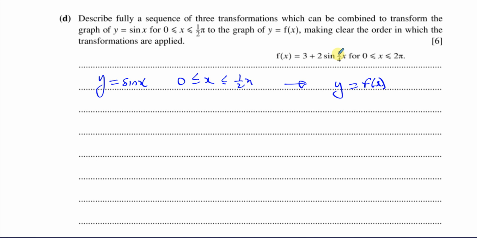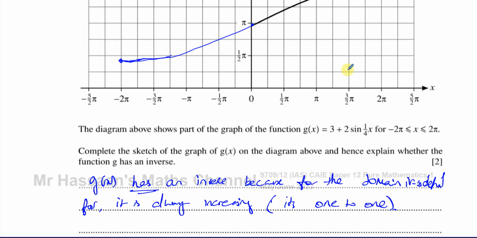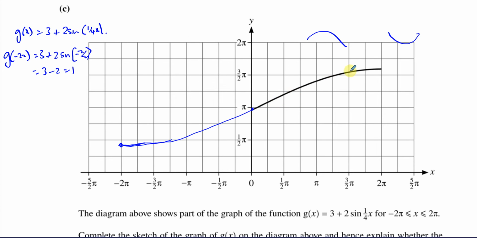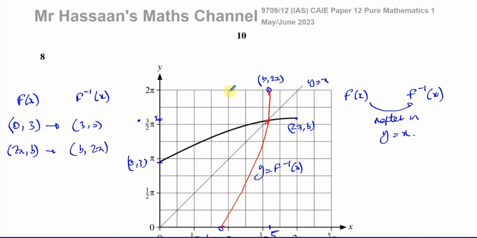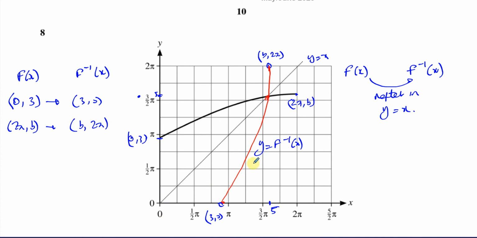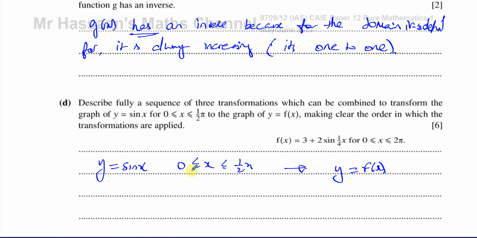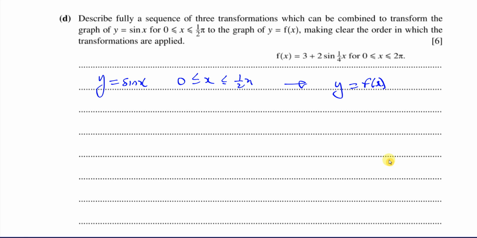So y equals f of x is the graph that we had between 0 and 2 pi, the graph that we had before, which was the one in black. The y equals f of x was the graph we had in the first part, which starts from 0 up to 2 pi. So how does y equals sine x transform to this? Well, we can look at y equals f of x and see what's happened.